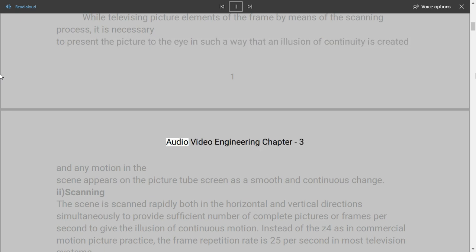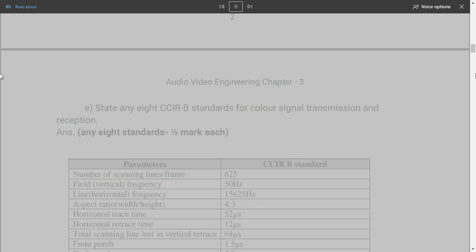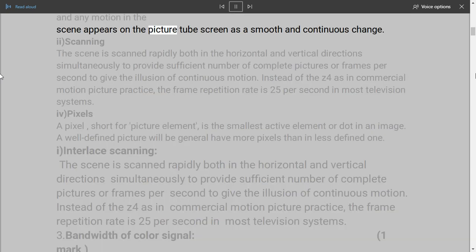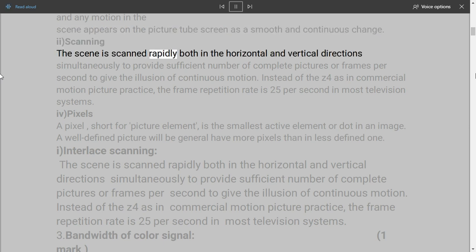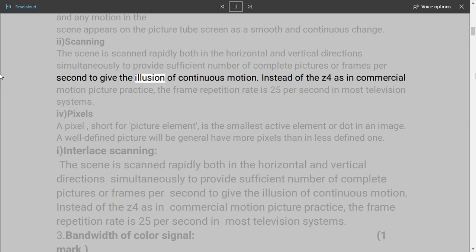Audio Video Engineering Chapter 3. And any motion in the scene appears on the picture tube screen as a smooth and continuous change. 2. Scanning. The scene is scanned rapidly both in the horizontal and vertical directions simultaneously to provide sufficient number of complete pictures or frames per second to give the illusion of continuous motion.